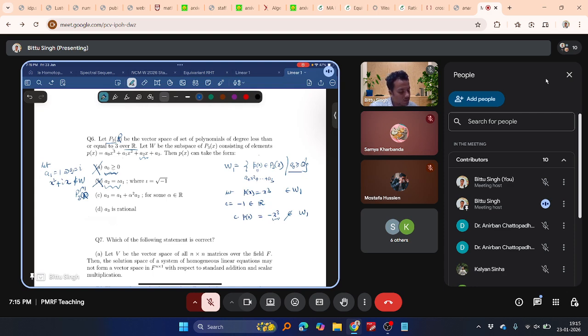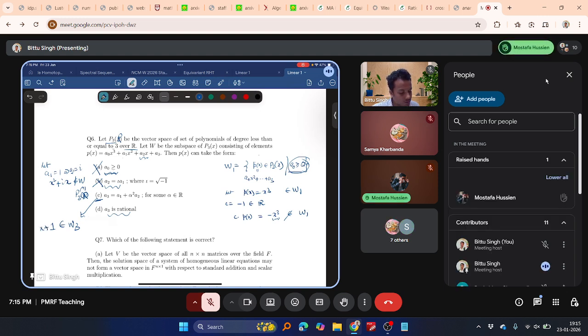Now what about the condition that A3 is rational? Instead of A0 greater than or equal to 0, we are now replacing it by A3 equal to rational. Now what will be the problem? In this case, if we consider W3, corresponding to this vector space, then we can say that x plus 1 belongs to W3.